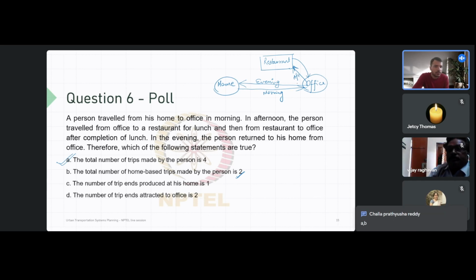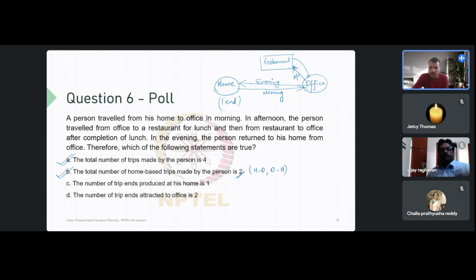He's going from home to office in the morning and returning back in the evening. So whenever one end of the trip is at home, that is a home-based trip. Please be clear with it. Whenever one end of the trip, either you leave from home or you come back to home, is at home, it will be a home-based trip. And whenever both ends of the trip are not at home, it will be a non-home-based trip. So the number of home-based trips made by the person is 2: home to office and back from office to home. So B is correct.